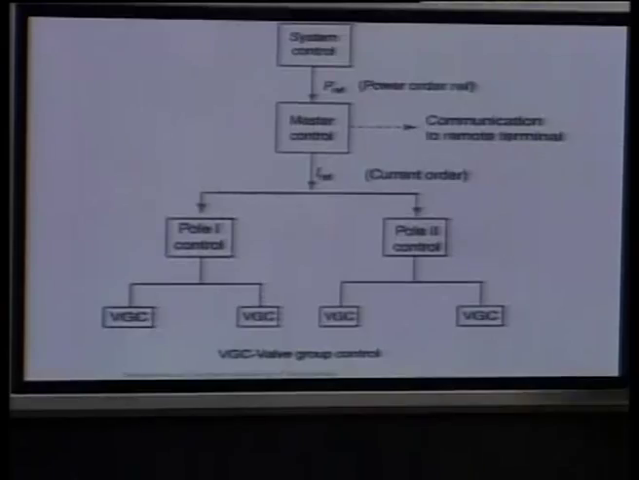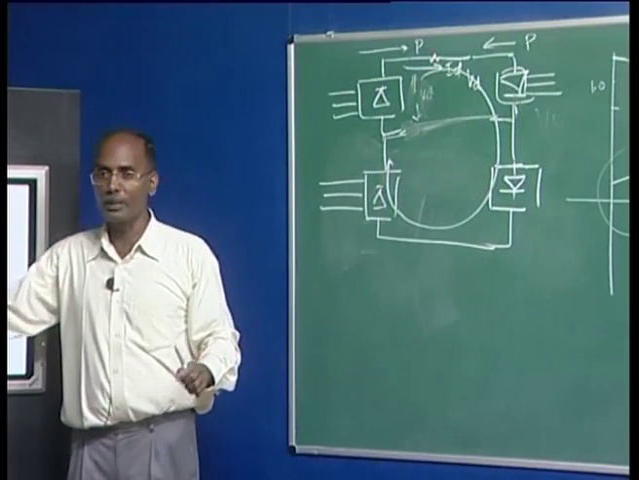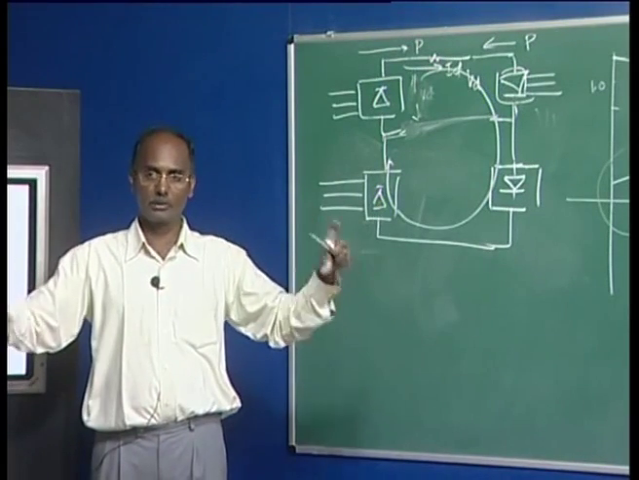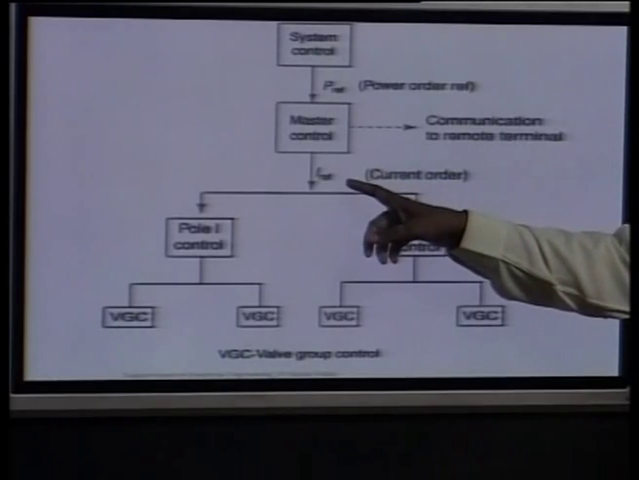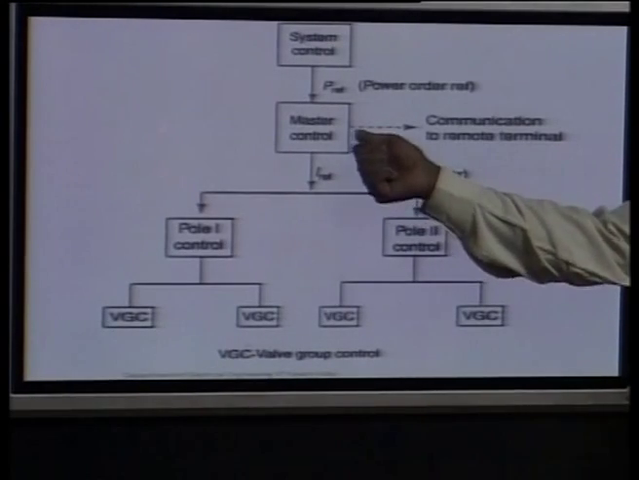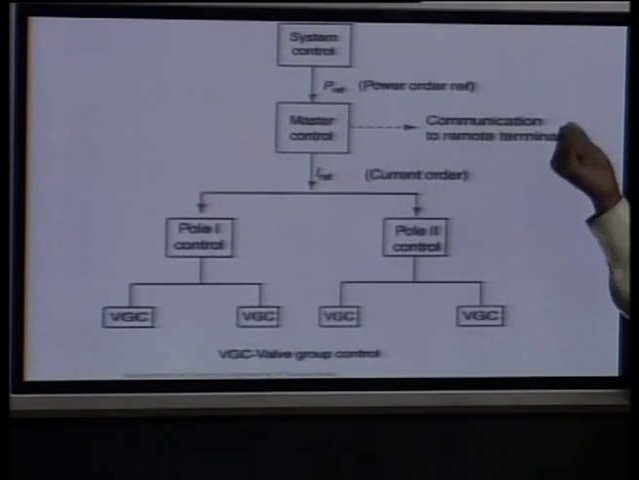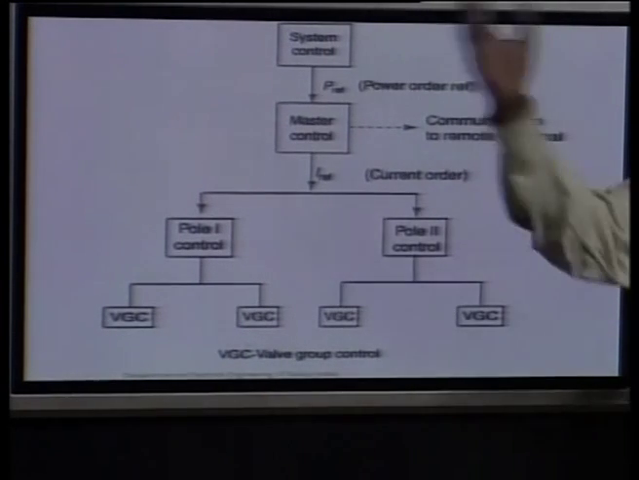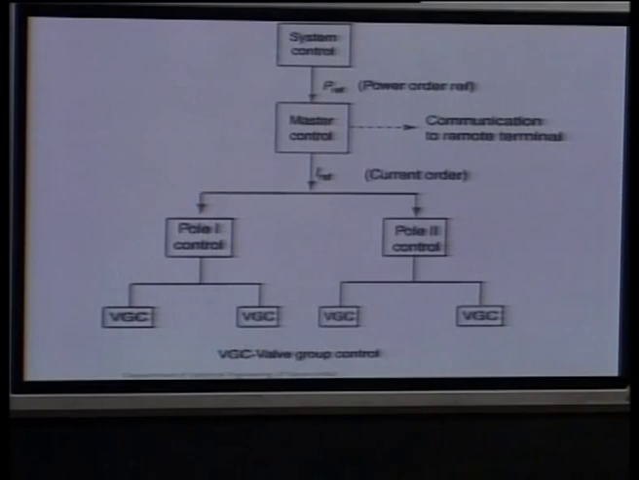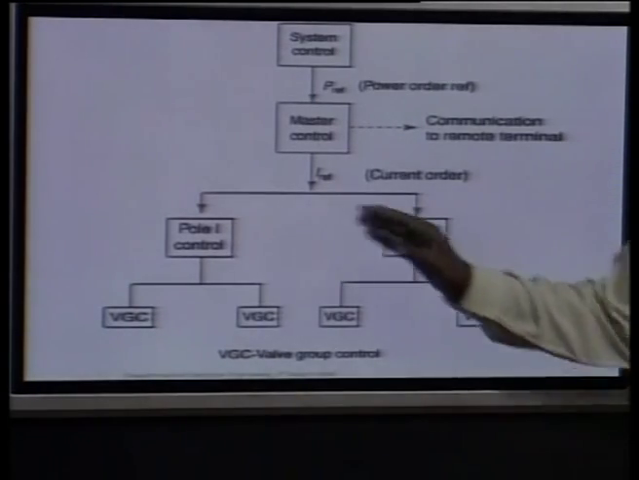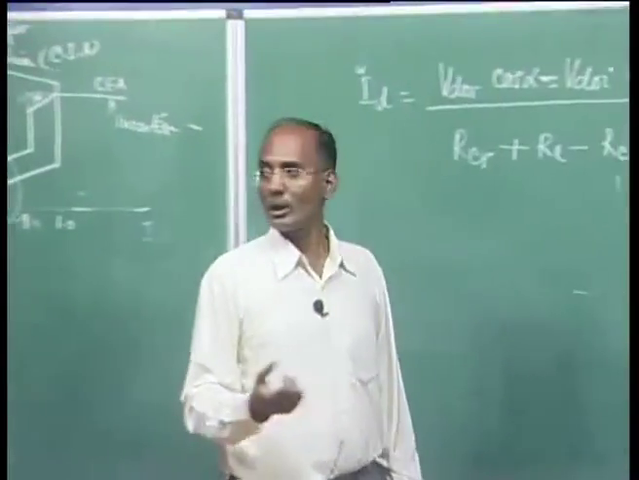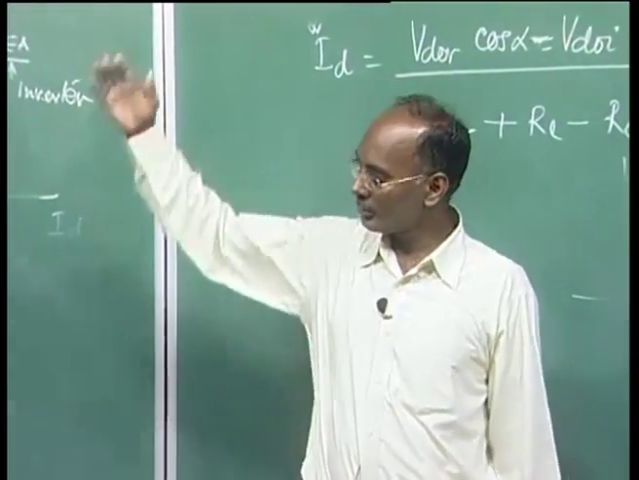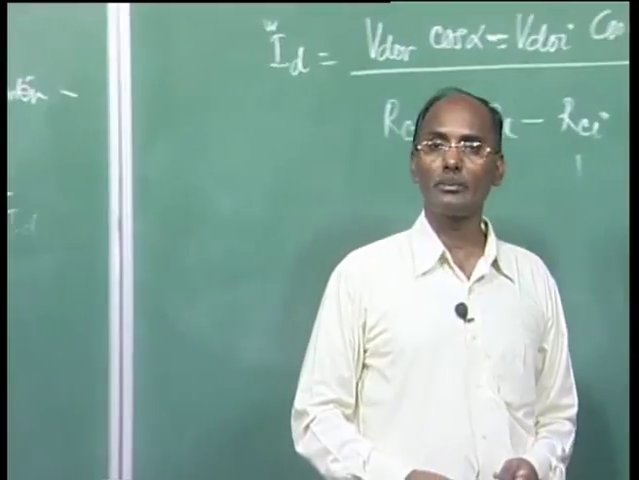Now once this power is decided, the power will be communicated to both ends, meaning the rectifier end and your inverter end. Then your reference current is calculated, and this message goes to the other one through communication to the remote terminal, that is your inverter or rectifier. And then we can go for pole, and then the individual thyristors must be controlled to give our desired objective. So this is the control hierarchy of HVDC control here.